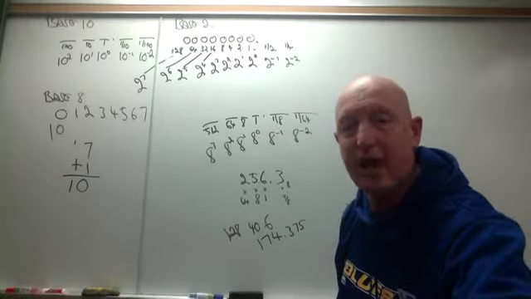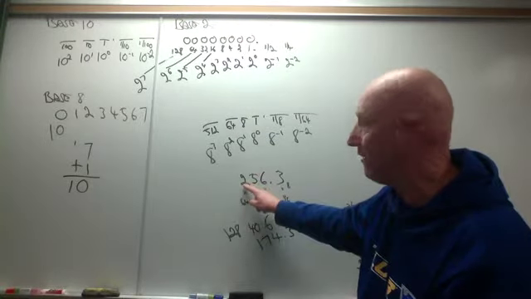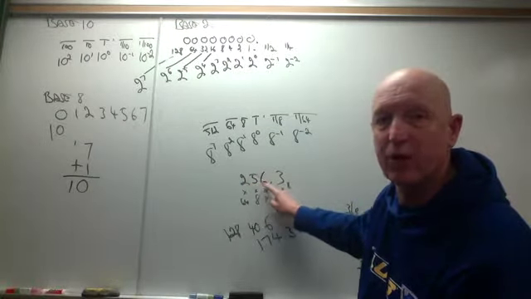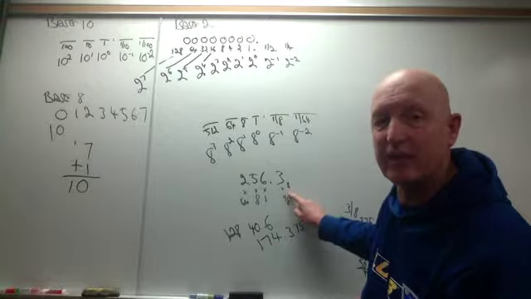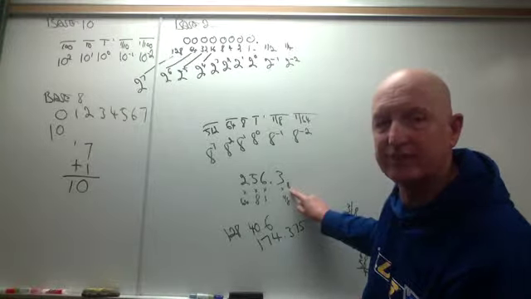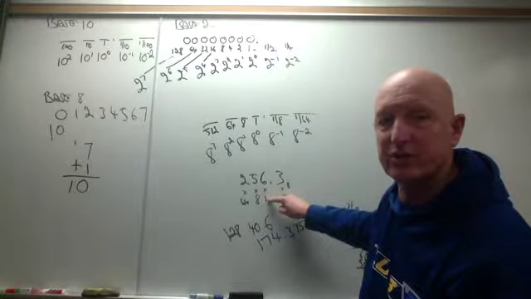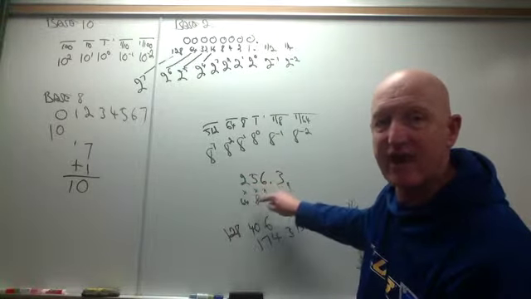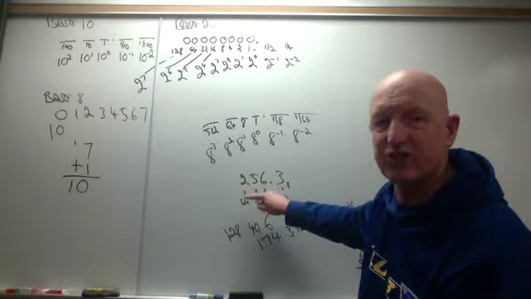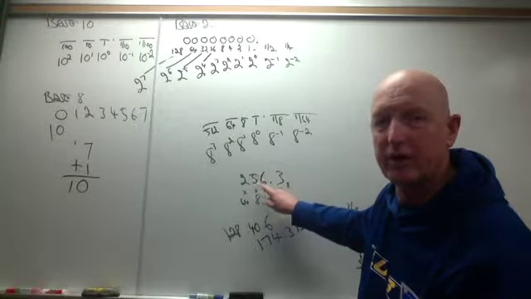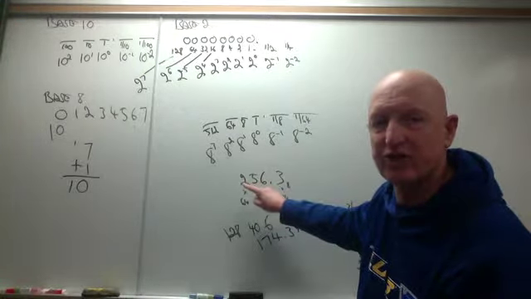Now, what's going to happen here is I have a number, 256.3, and that's a base 8 number. There's a little 8 here, base 8. So what does that really mean? It means 6 1s, 5 8s, and 2 64s. Remember, this is worth 1. This column is 8. This is worth 64.